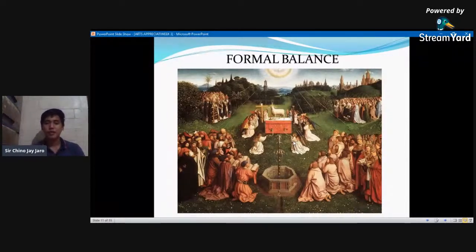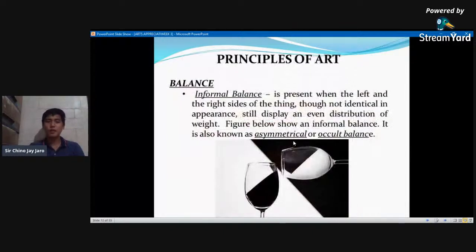Okay, let us proceed now to the next one. So in this picture, we have informal balance. When we say informal balance, it is when the left and the right sides of the thing, though not identical in appearance, still display an even distribution of weight. The figure below shows an informal balance. It is also known as asymmetrical or occult balance.